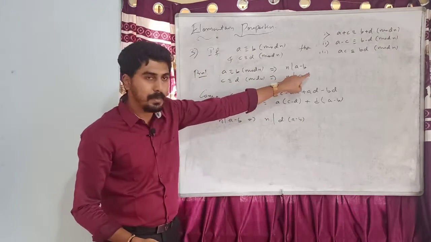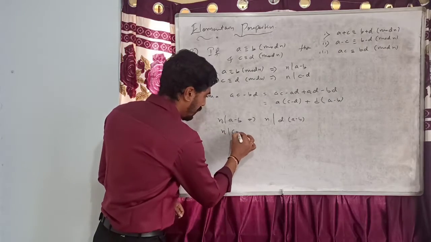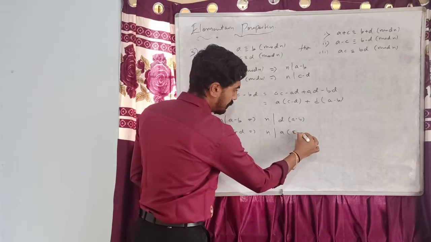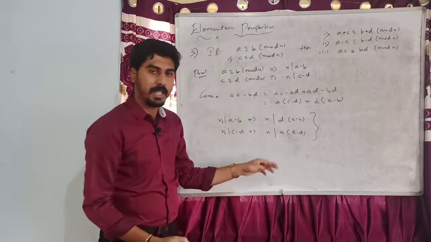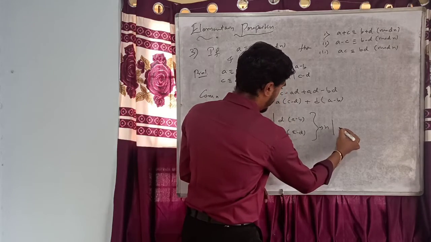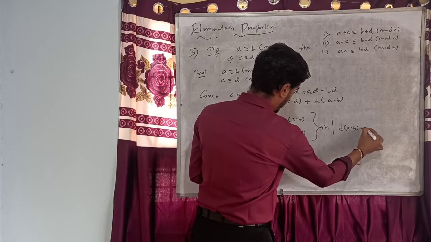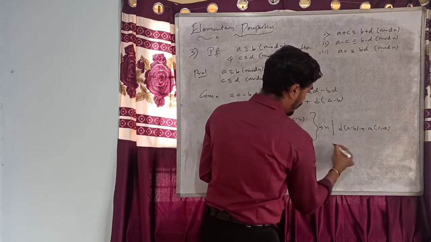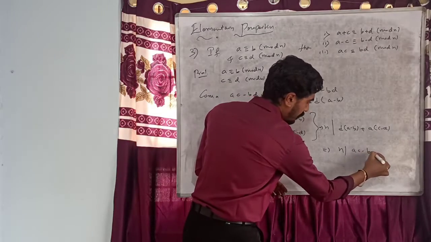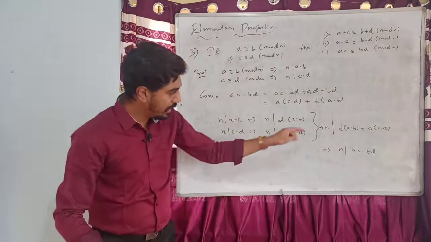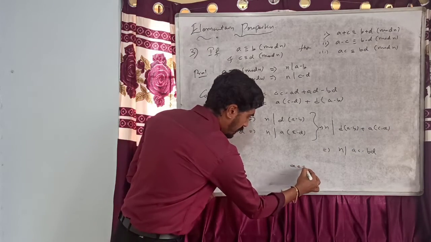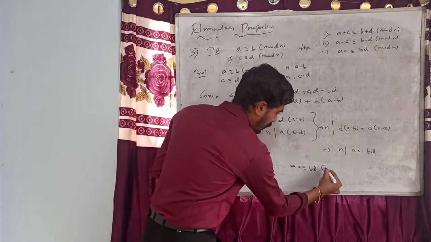Similarly, since n divides C minus D, n divides A into C minus D. So combining these two, I have n divides D into A minus B plus A into C minus D, which is the same as n divides AC minus BD. Proving that AC is congruent to BD modulo n.